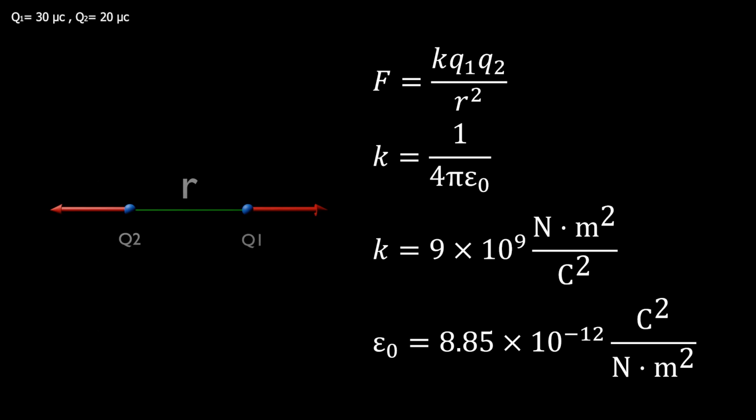Q1 and Q2 are the charges in coulombs. R is the distance between the charges in meters, and the sign of the force tells us whether it is attractive or repulsive. Positive sign means it is repulsive, while negative sign means it is attractive.